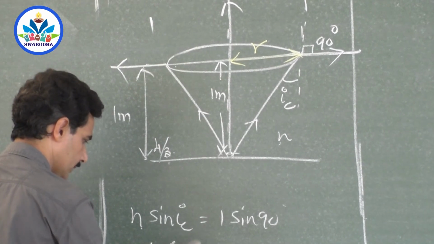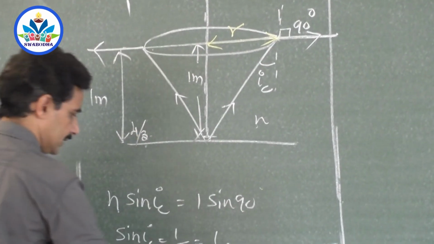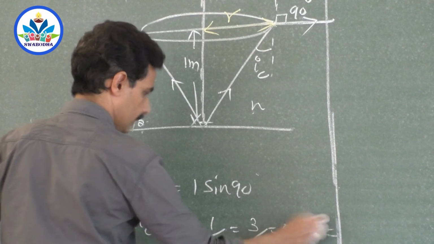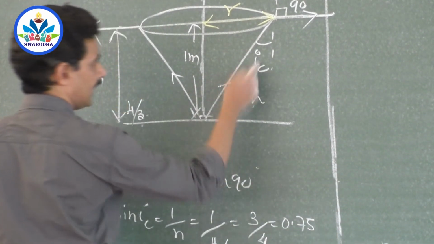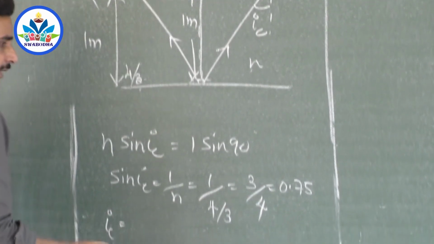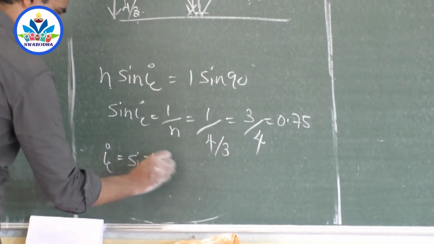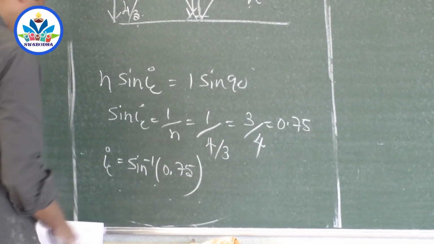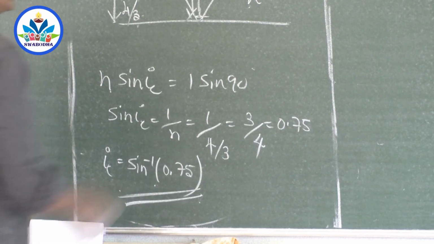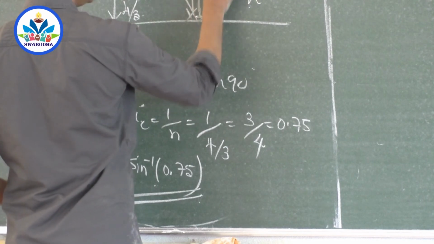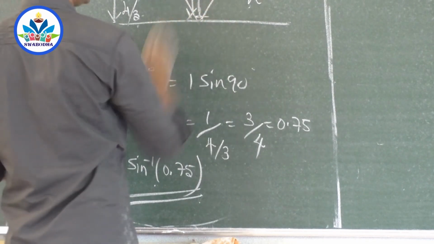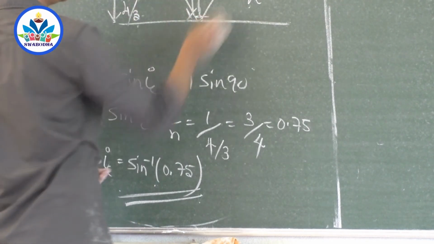Sine IC is equal to 1 by n, that is 1 by 4/3, that is equal to 3/4, which is 0.75. So from the refractive index you will get the critical angle. What is IC? IC is sine inverse of 0.75. So you need a logarithmic book now, the class table. What is sine inverse of 0.75 you have to calculate. Once you get IC, shall I shift this IC here? Can I do that? Why, sir, why did you find out the critical angle? They are asking you the radius and diameter. What is the use of finding this?